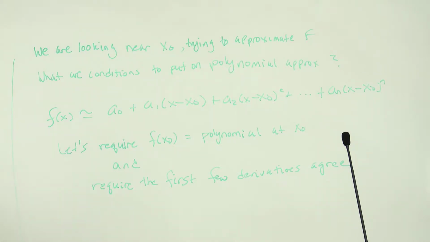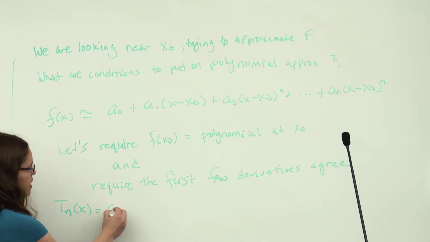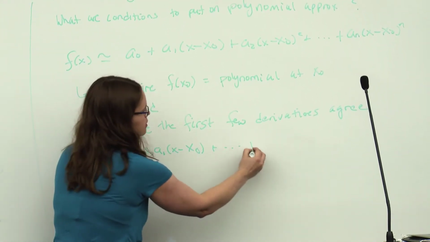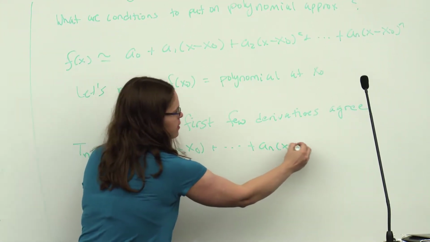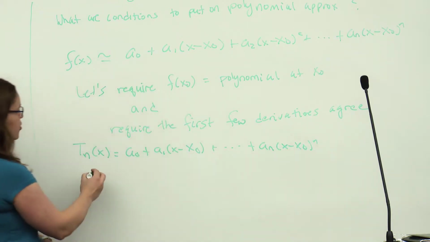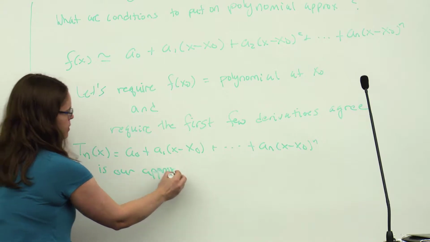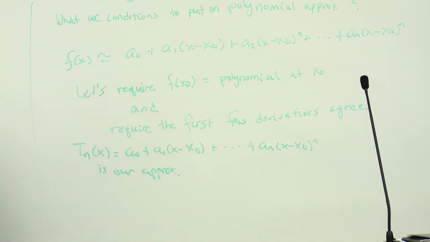Okay, so I'm going to give this polynomial a name. Tn of x equals a0 plus a1 times (x minus x0), and so on. It's an nth degree polynomial. So this is our approximation. And now we're going to try to solve for the a's, and we should be able to hopefully do this.